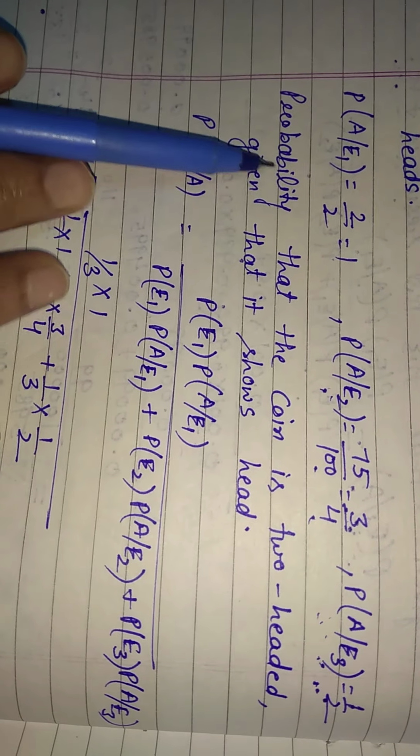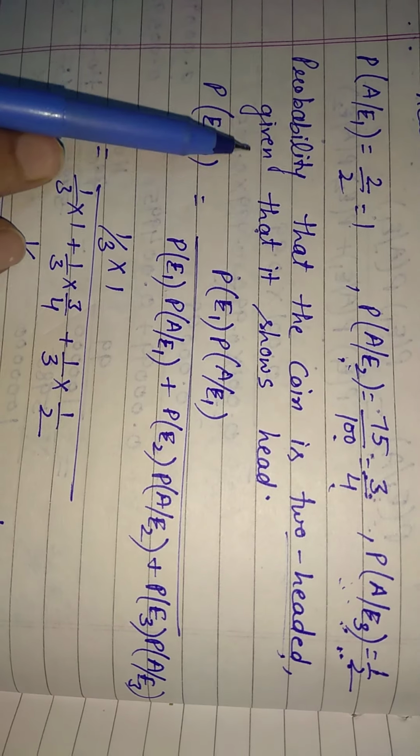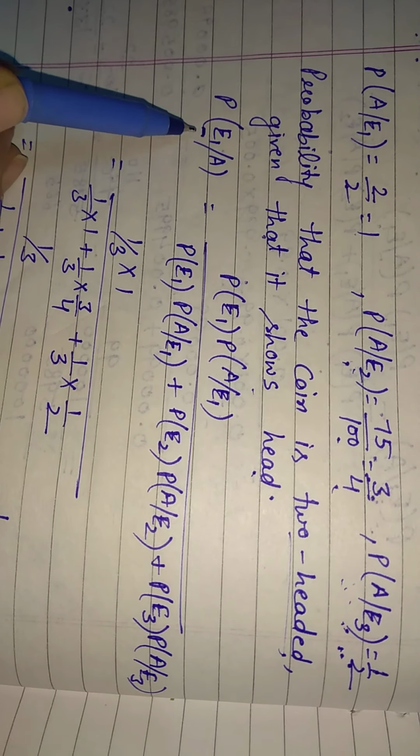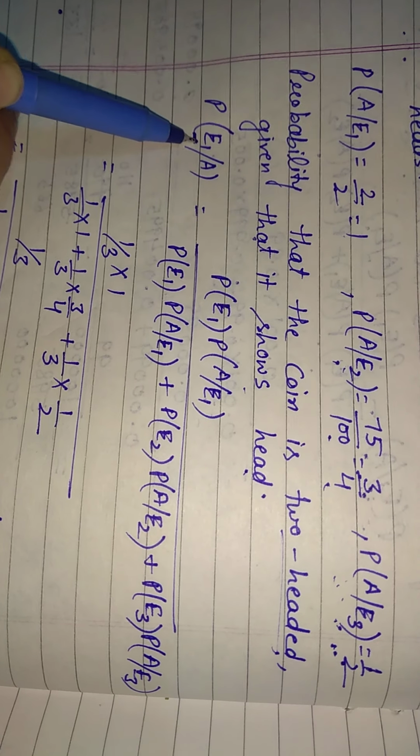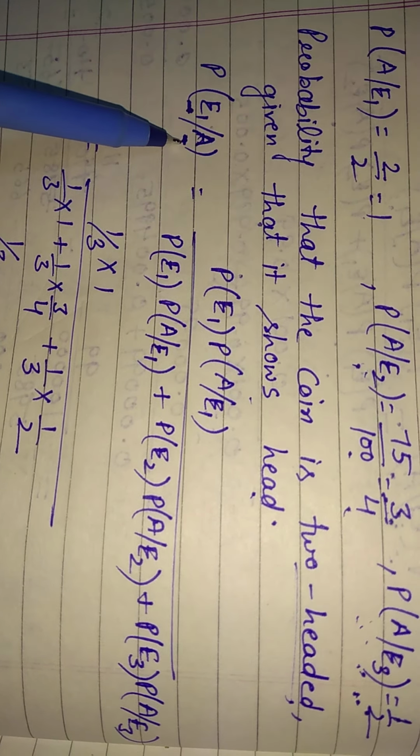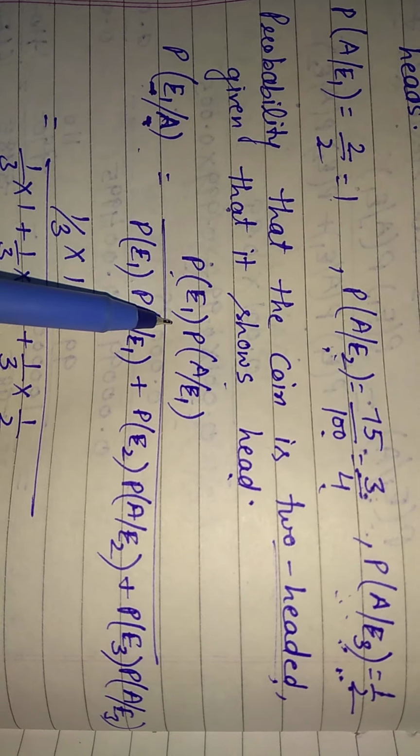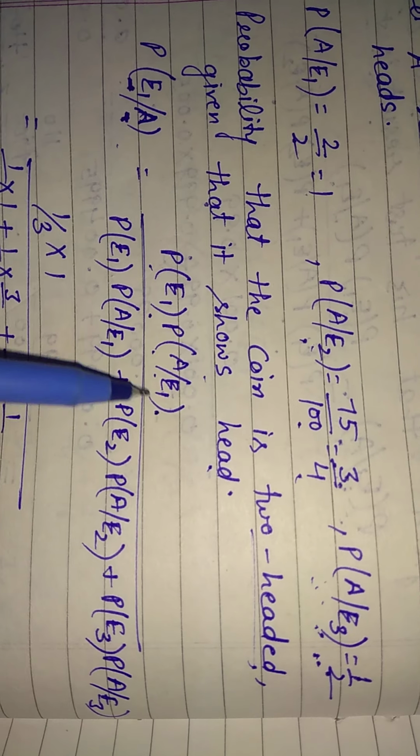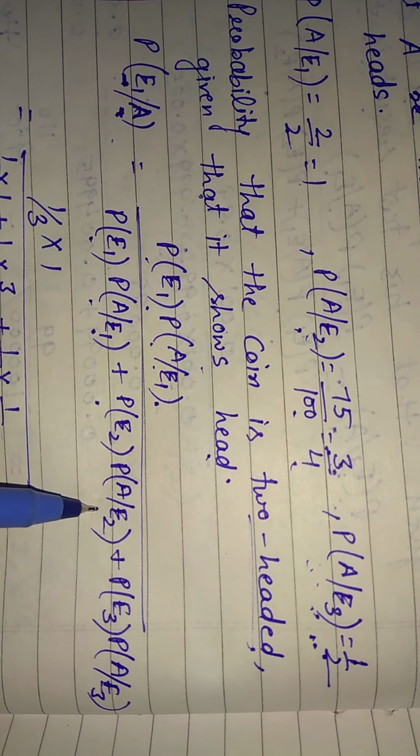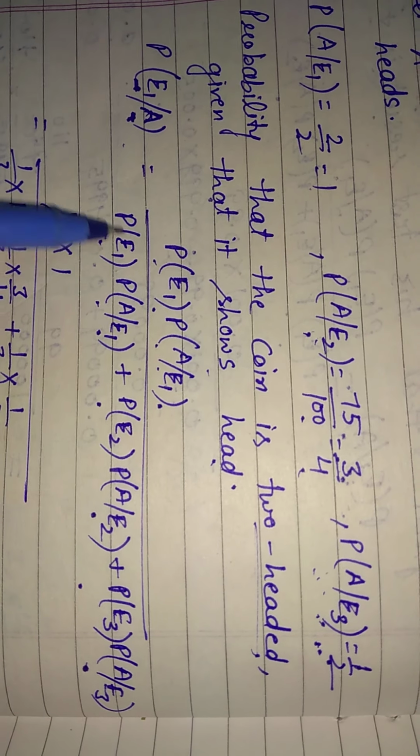Now we have to find the probability that the coin is two-headed given that it shows head. It means E1 is the event for two-headed coin and it shows head. It means A is the event when it shows head. Then what is the probability by Bayes theorem? P(E1) into P(A|E1) upon P(E1) into P(A|E1) plus P(E2) into P(A|E2) plus P(E3) into P(A|E3), because there are 3 cases here.